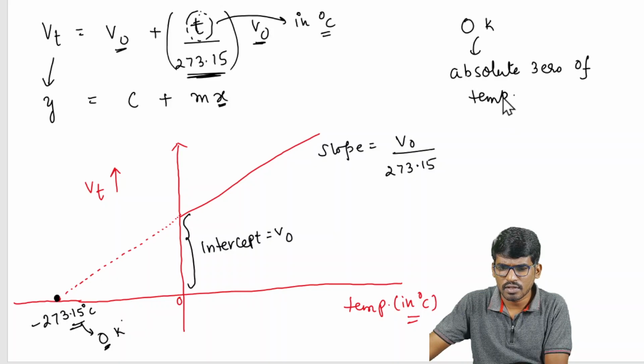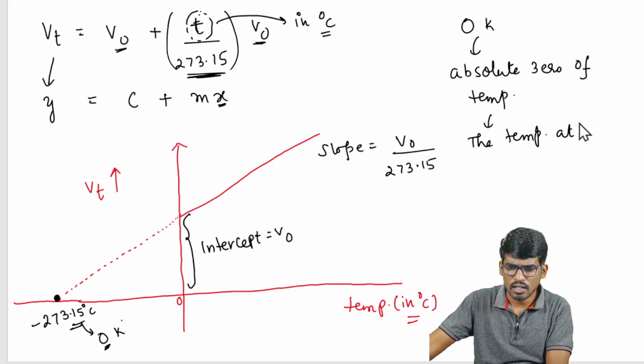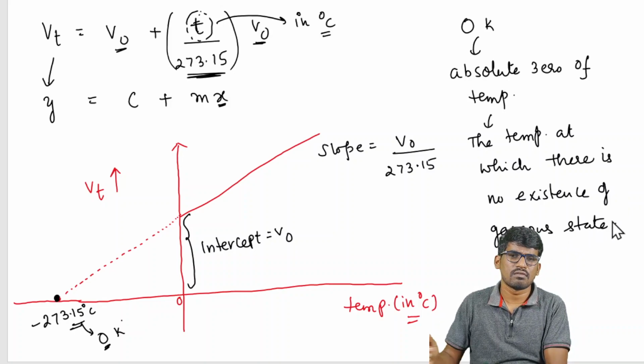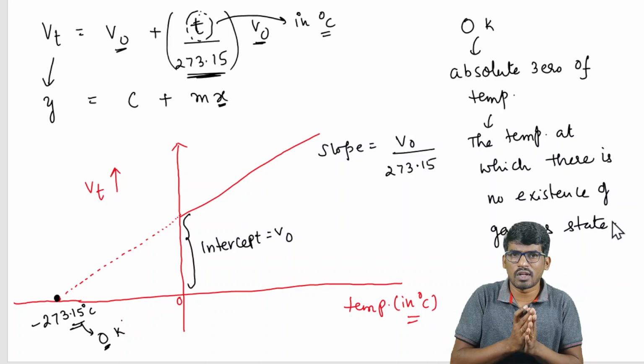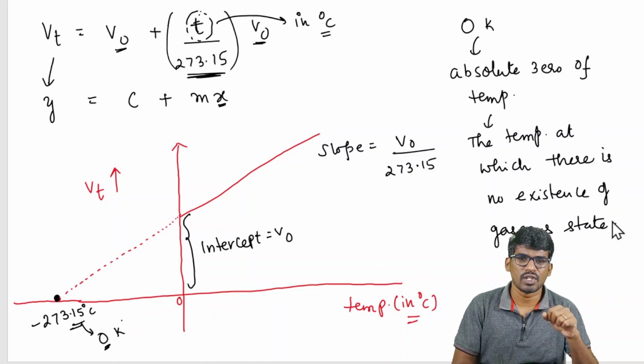Absolute zero of temperature means the temperature at which there is no existence of the gaseous state. Because at that temperature, all the gas molecules which exist are going to convert into solid. In that case, there is no existence of the gaseous state at that temperature.